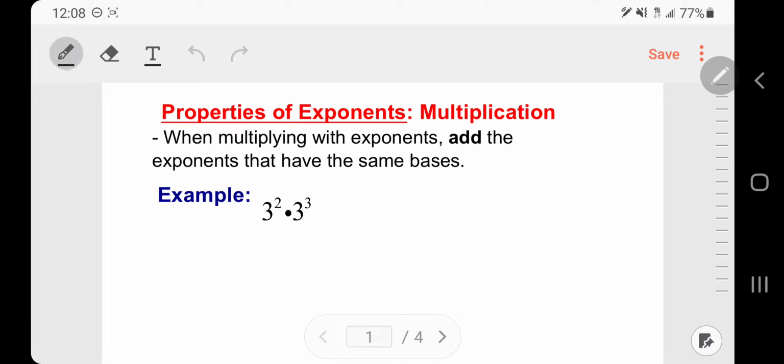the same. So looking at the example we have, notice again they have common bases 3 and 3. So it's 3 to the second times 3 to the third, in which case you will be adding the exponents. So it would be 3 to the 2 plus 3, and that would give us 3 to the 5th. Now this form here is called your exponential form.